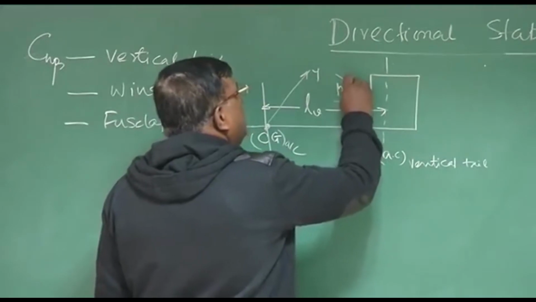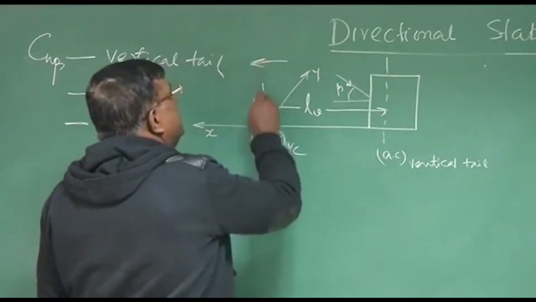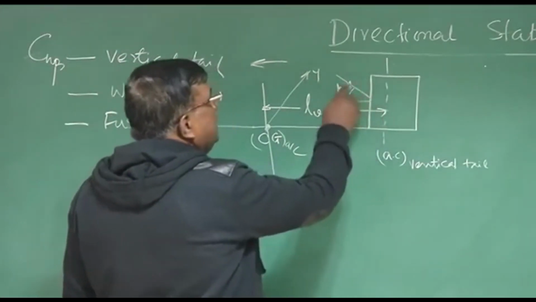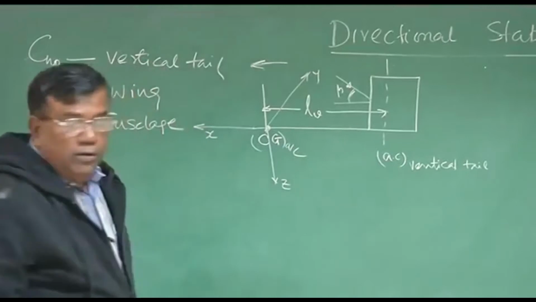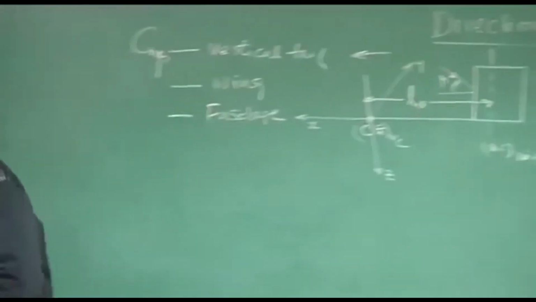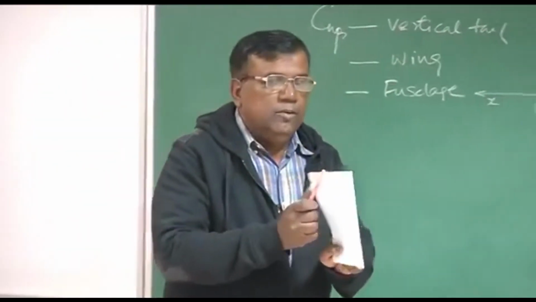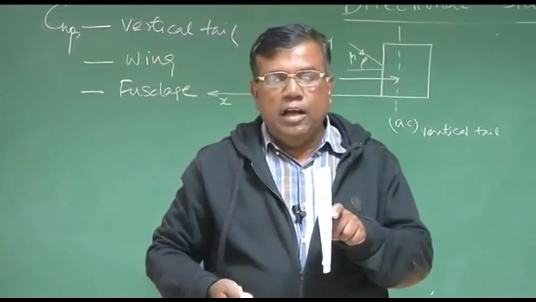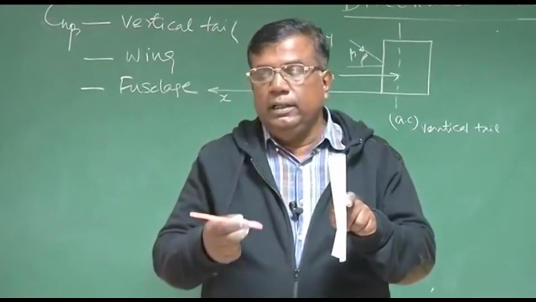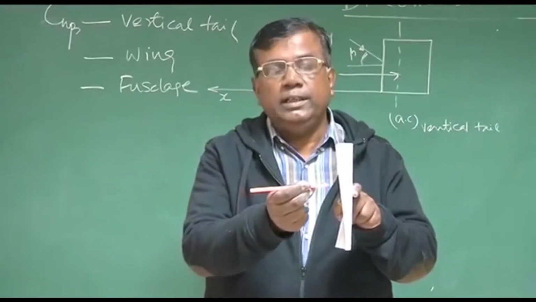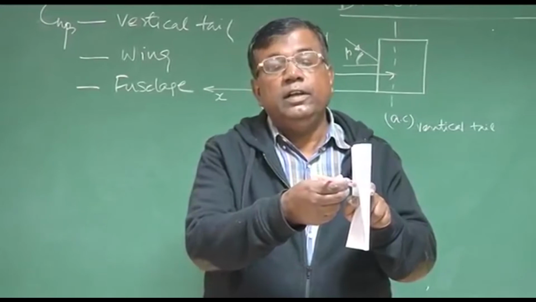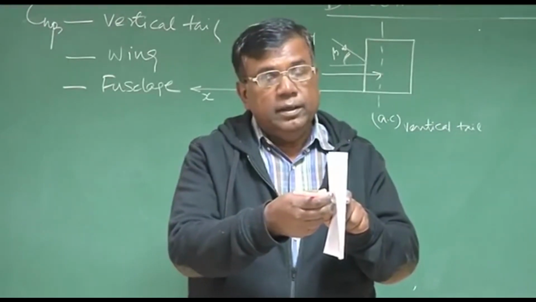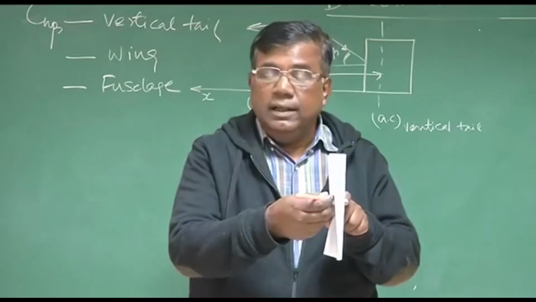And you know positive beta means, if I am moving like this, the relative wind should come from the right hand side. So this is a positive beta. What will happen if there is a positive beta? Let us see, this is the vertical tail. I was moving like this. Now suddenly there is a crosswind coming like this, because of which the relative air velocity has become like this. So this is a positive beta configuration, because relative wind is towards my right.